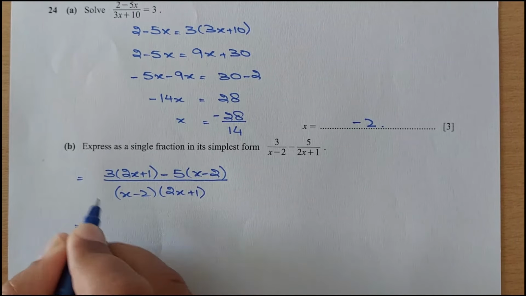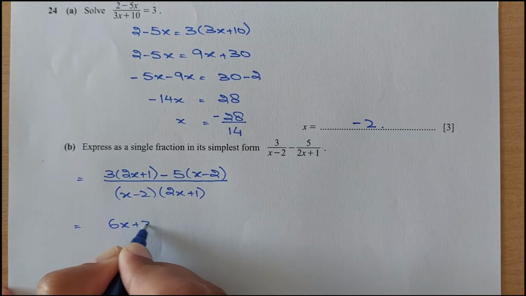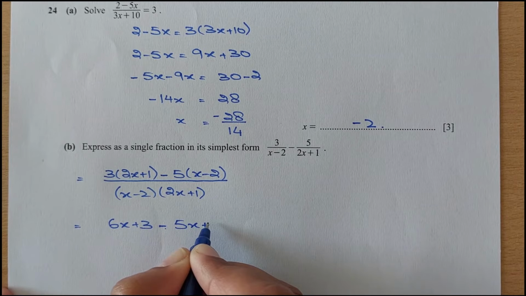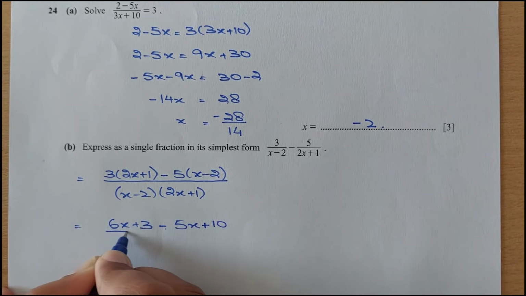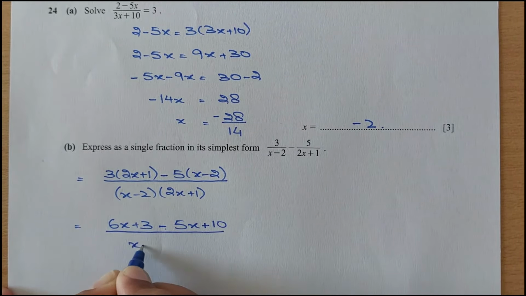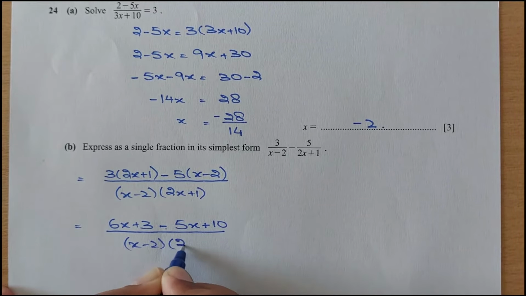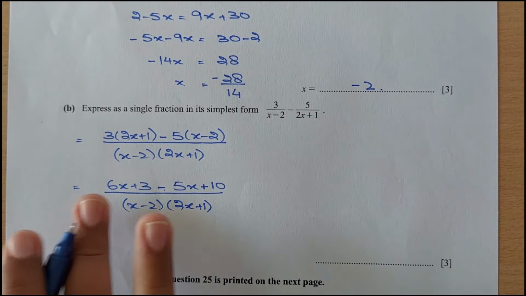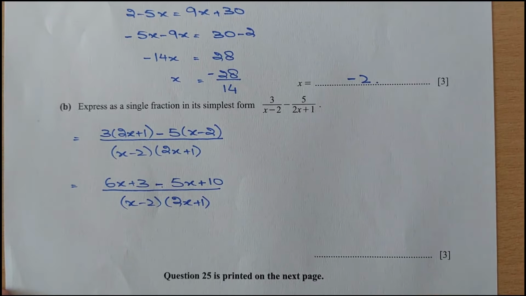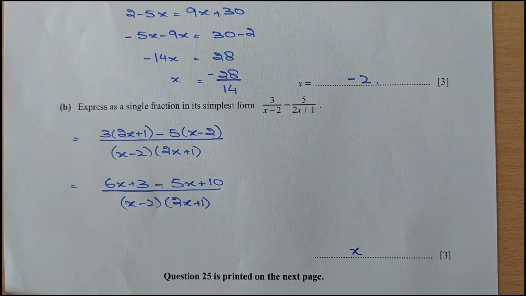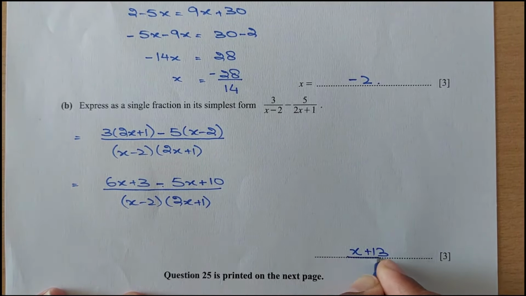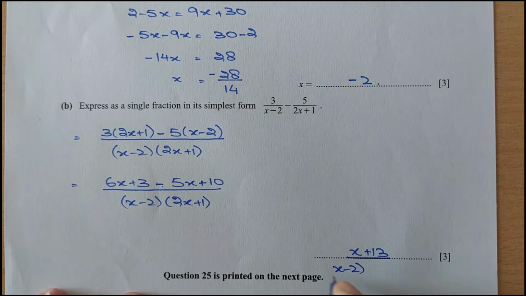This is up to you. Okay, now 3 times 2 is 6x plus 3, minus 5x plus 5 times 2 is 10, over x minus 2 and 2x plus 1. Okay, now let me write down the answer. So 6x minus 5x is just x, and 3 plus 10 equals 13, over x minus 2 and 2x plus 1.